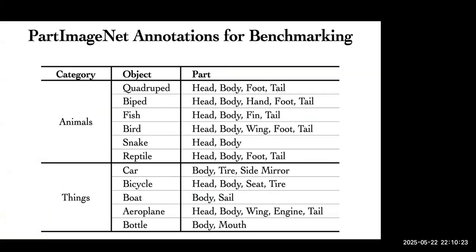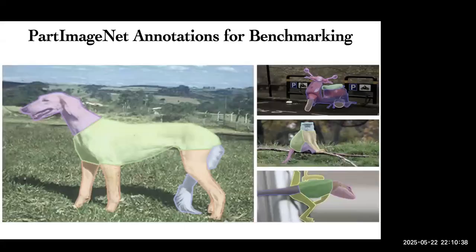So we learn this and we benchmark on Part-ImageNet. It's other people's work. They curated this into animals and things. Then there are these object concepts, and each has part labels. To give you a sense, it's a very challenging task. You can see the parts are demarcated where there's no clear boundary. It's anatomical body parts. It's a very challenging task.